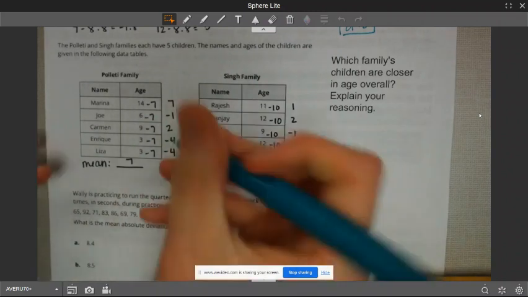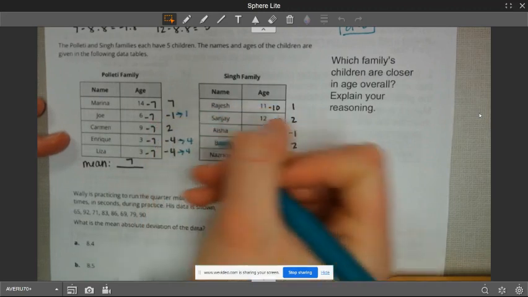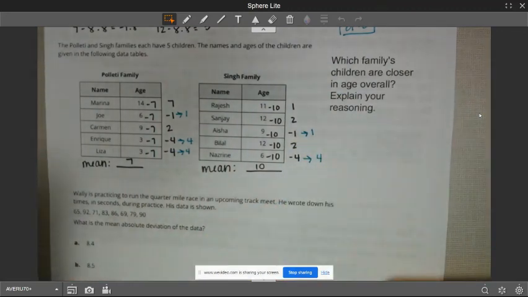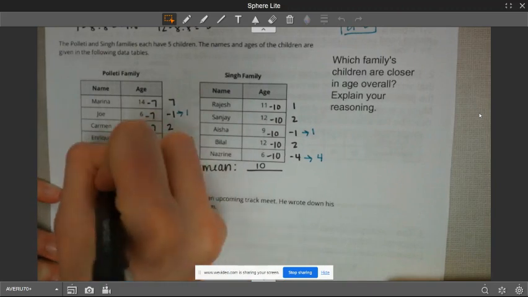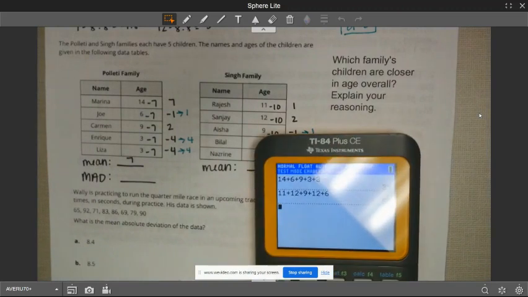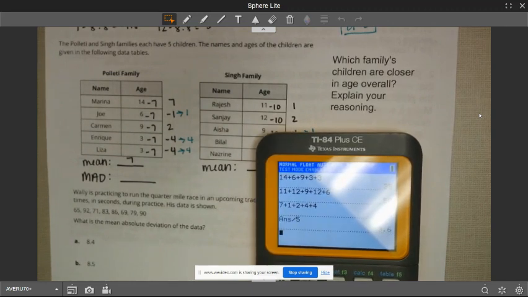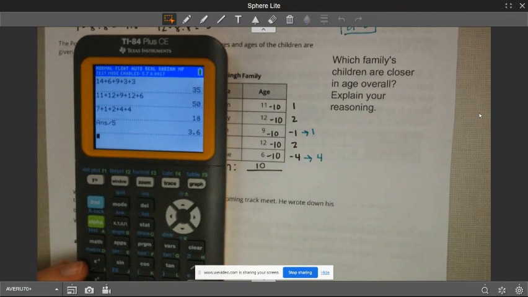Now again, we need to make all of our deviations positive. So I'm going to change this negative 1 to be positive 1, and these two negative 4s to be positive 4s. This negative 1 to be positive 1, positive 4. And now to find the mean absolute deviation, or the MAD, I'm going to add all of the deviations up and divide by the number I added. So for the first family, we're adding 7 plus 1 plus 2 plus 4 plus 4. I got 18, and I divide by 5. So this mean absolute deviation is 3.6.